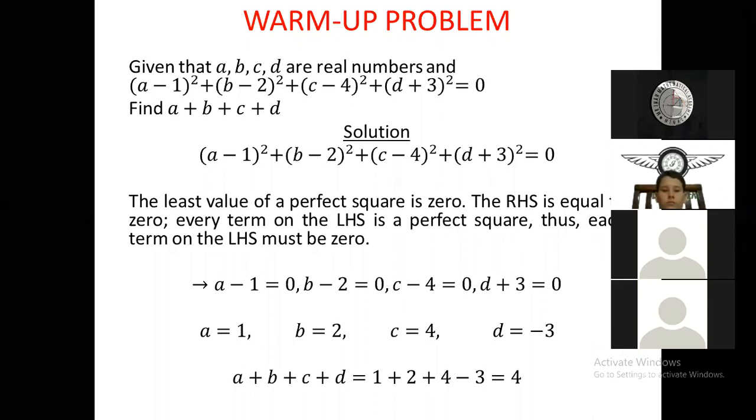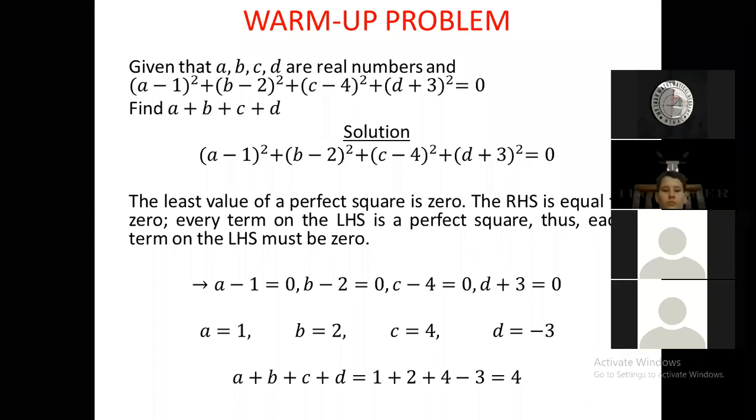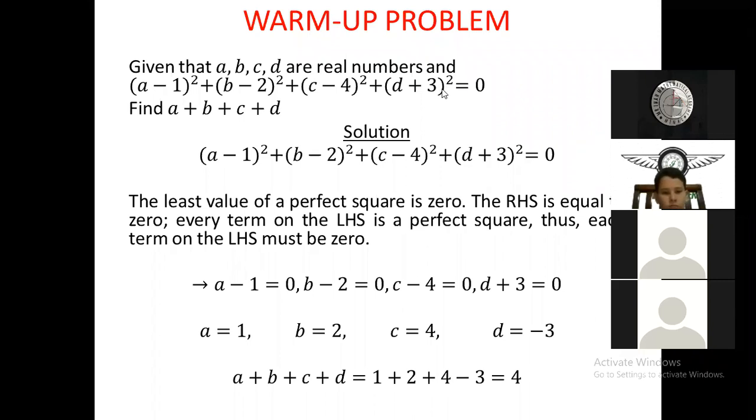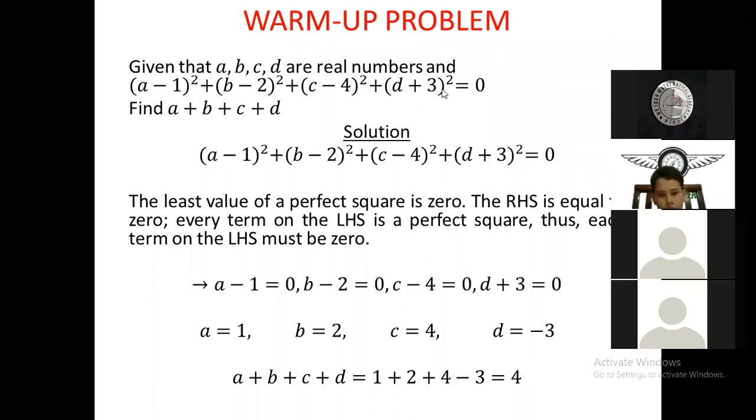So it's given that A, B, C, D are real numbers, and (A minus 1) all squared plus (B minus 2) all squared plus (C minus 4) all squared plus (D plus 3) all squared is equal to 0. Find A plus B plus C plus D. Okay, so the idea required to solve this is a very simple one.